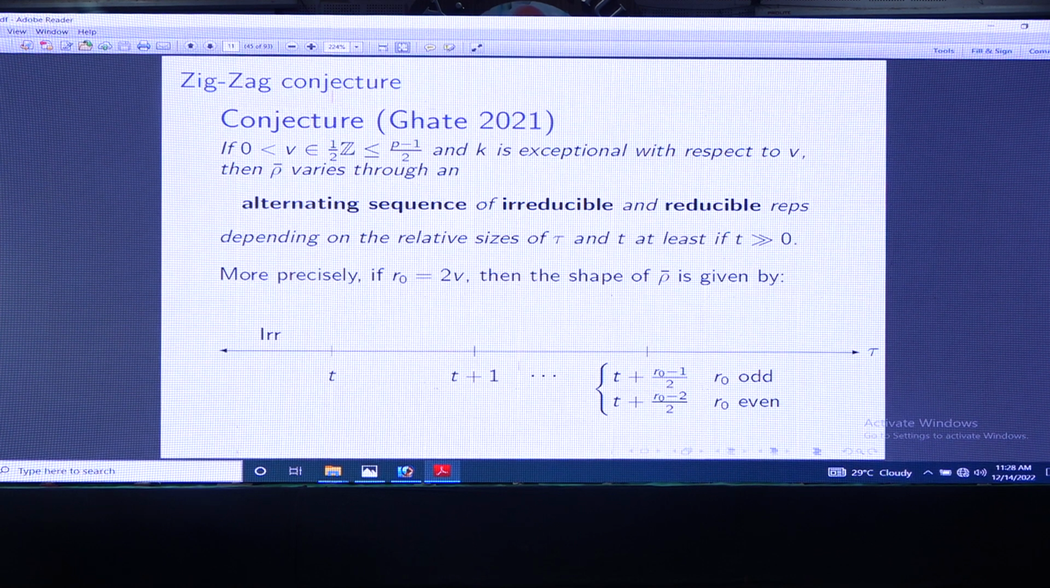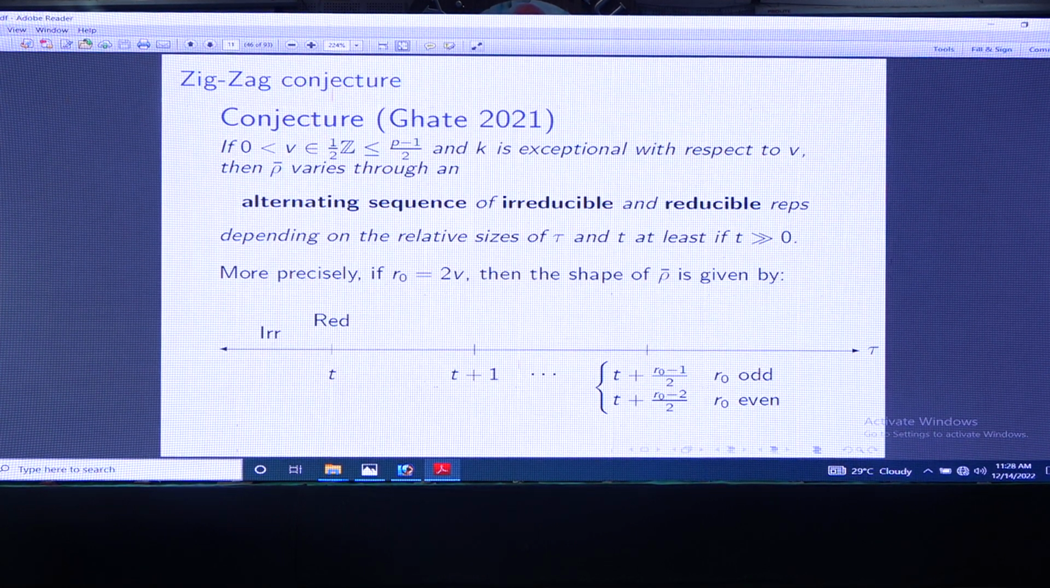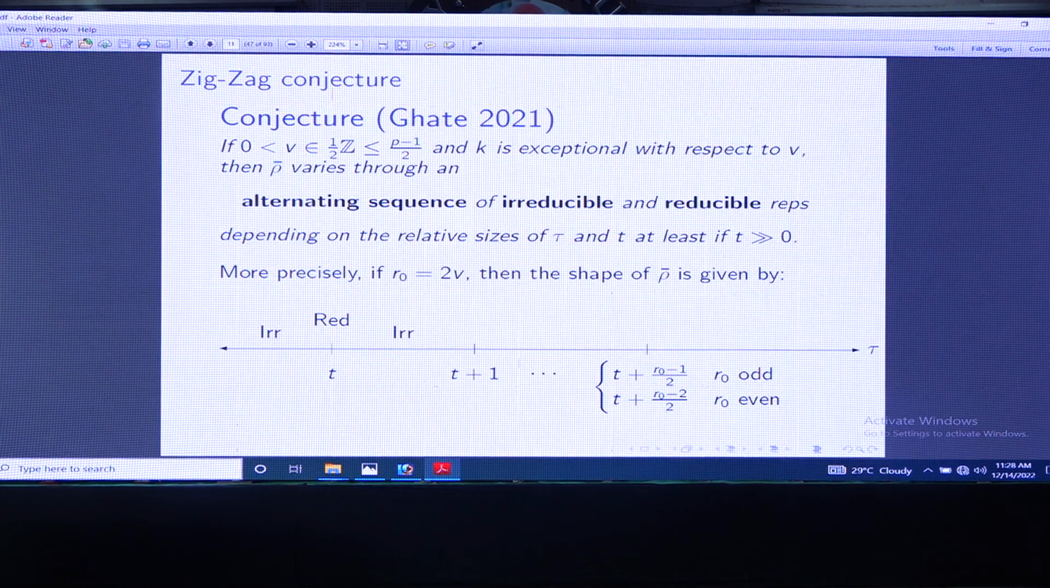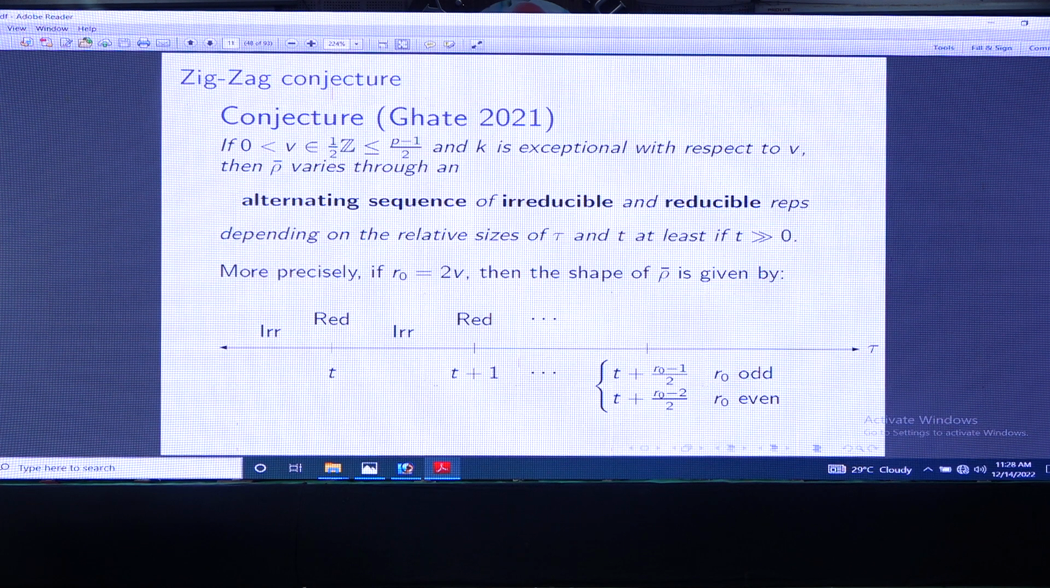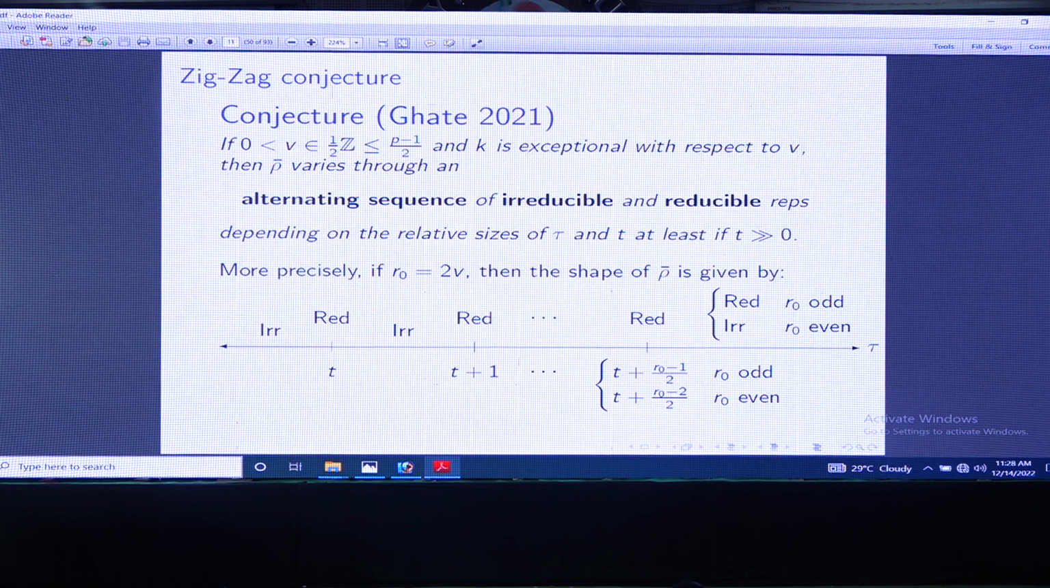Turns out that in the left interval, you get something irreducible. At this integer point, you get something reducible. Again, in this fractional range between t and t plus 1, you get something irreducible, then reducible, and it alternates in this way. And finally, it ends with either a reducible or an irreducible answer, depending on whether your R naught is odd or even.